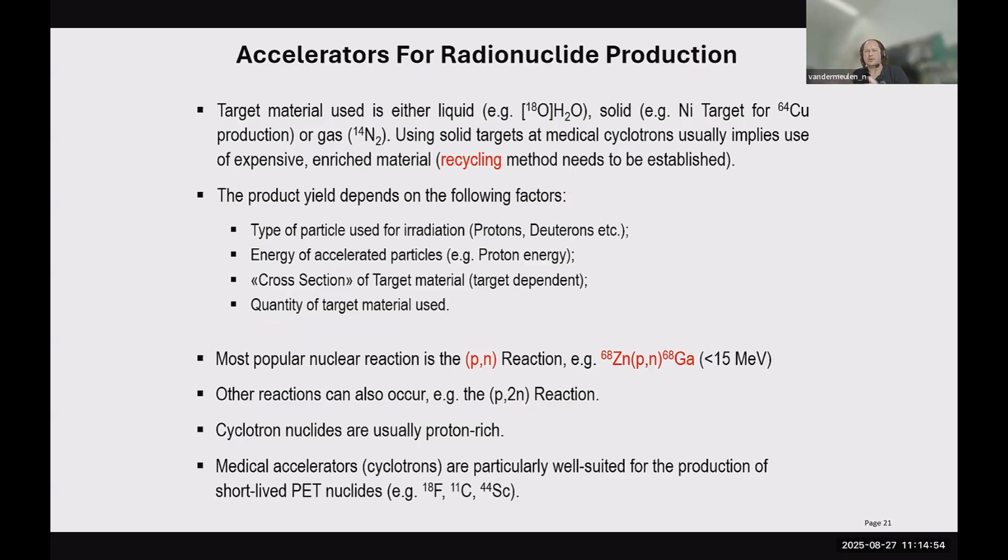Now, as I've already started elaborating, the product yield and the product purity depend on a whole host of factors that we have to take into consideration. So it is the type of particle used for irradiation. Do you use protons? Do you use deuterons? Do you use Bremsstrahlung? And then the energy of the beam that you want to put onto your target material. So how strong is that beam?